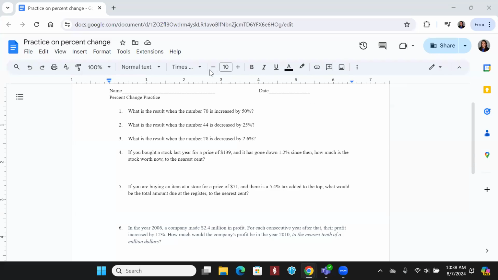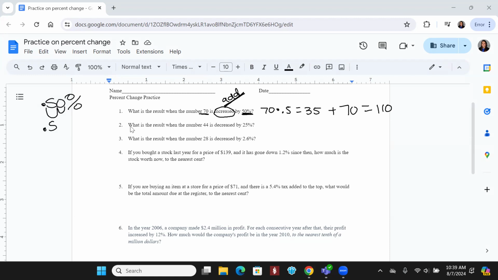In this class, you have to pay attention to the words, okay? So when it says increase, we're talking about adding, right? Okay, so we're going to do 70 times our 50%. How do we turn a percent into a decimal? We divide by 100, or we move the decimal place over twice. Okay, so 50% will be 0.5. So we'll do 70 times 0.5, and that gave you 35. Now they want us to increase, so that means we're going to add 35 plus our 70, and that's going to give us a final answer of 105.